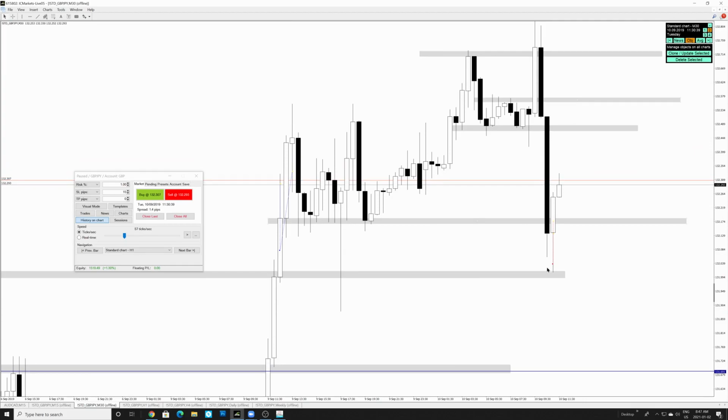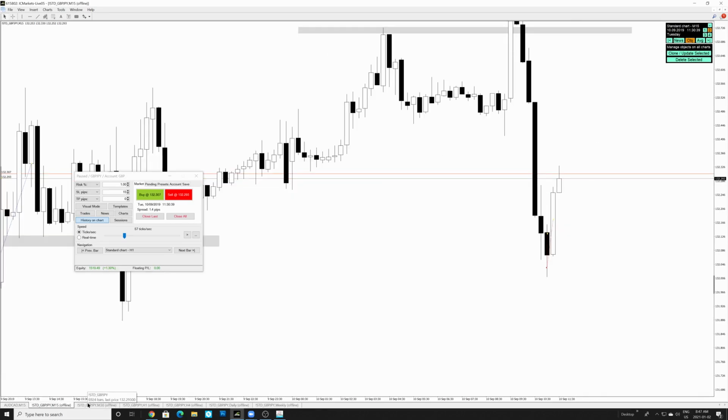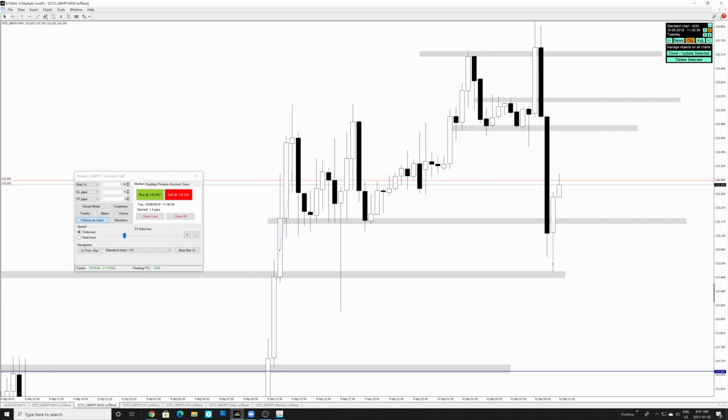Price moved down, broke support, and now if it's coming back in the range, I think there's a very, very high probability we're going to continue moving back up. But now all we need to do is to see where we can take good entries.